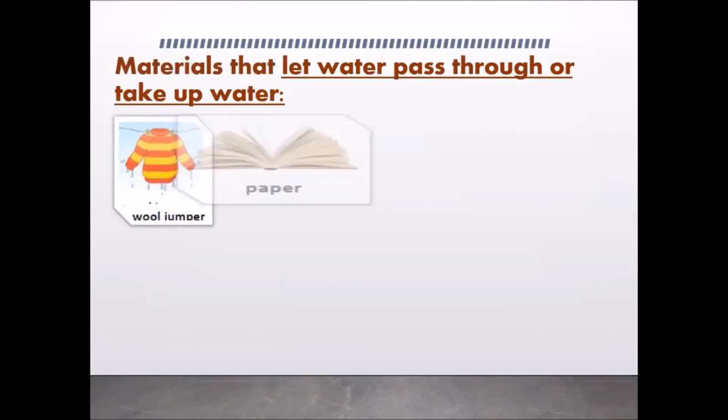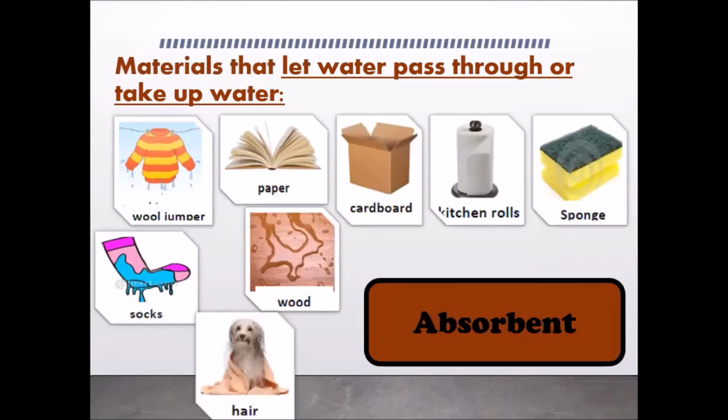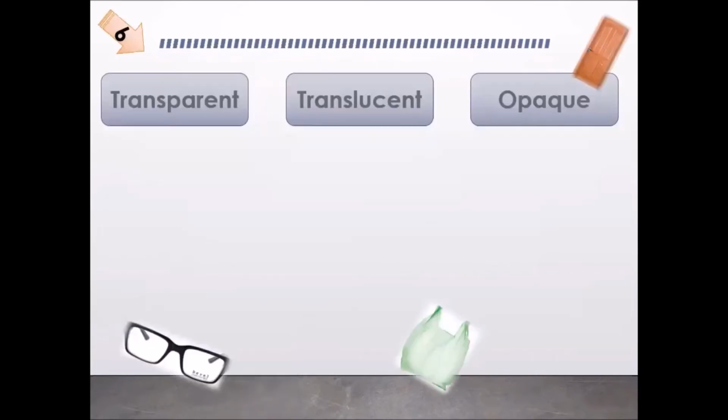The opposite of it is absorbent. What does it mean? It's a material that absorbs, takes the water inside, letting the water pass through. Like what, for example? Like the socks. When you put the socks in the water, what happens to them? They absorb, they take the water inside, right? So those are the waterproof materials and the absorbent materials.